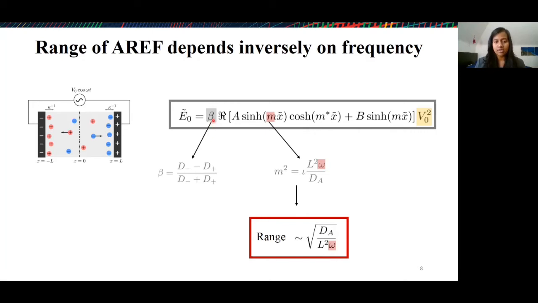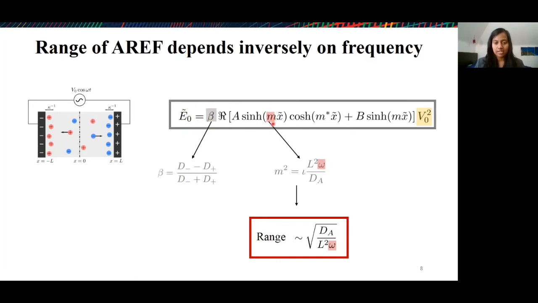So one thing I want to point out is this entire steady electric field is multiplied by this parameter beta, which is the asymmetry parameter. So once again, if the two ions had equal diffusion coefficients, then beta would be 0 and you would not get an electric field at all. But in most realistic cases, beta is almost always non-zero. And so in general, you would expect the steady electric field in most systems.